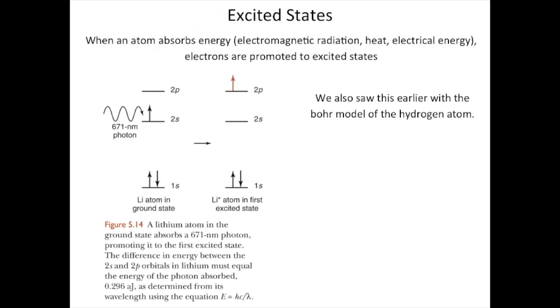Alright, last thing in this video is to talk about excited states. And this connects us back to the Bohr model discussion we were having earlier. When your atom absorbs energy, an electron is promoted to a higher energy level. And now that we know a little more about energy levels, when you have more than one electron, you have more options, right? Because the 2s and the 2p are no longer the same energy, so you have all kinds of different options here.